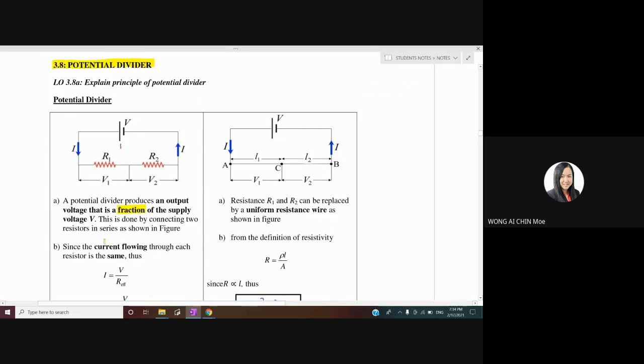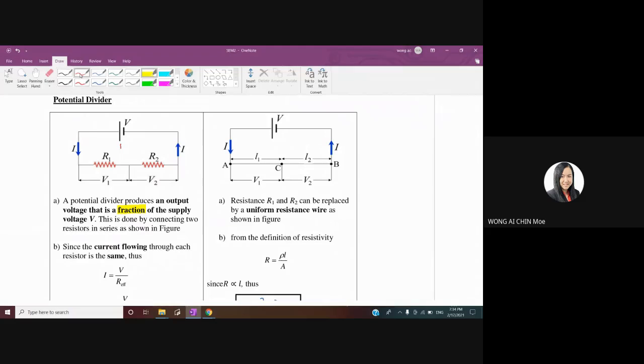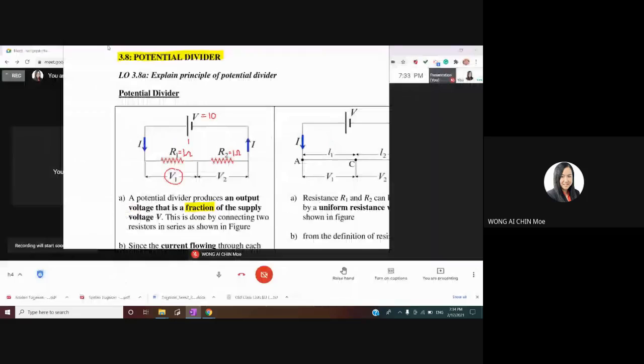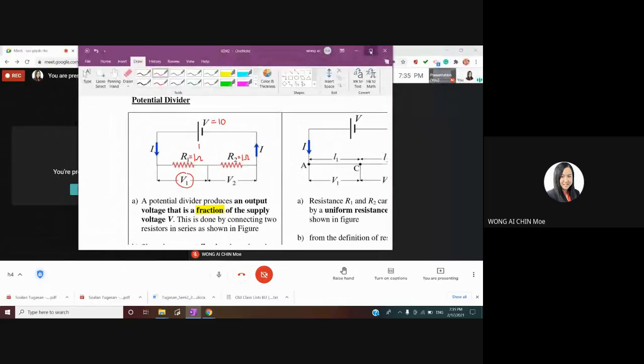Let's say we have two resistors and we want to find the value of V1. Say the total V is 10, and the resistors are 1 ohm and 1 ohm. To find V1, you must use the fractions.